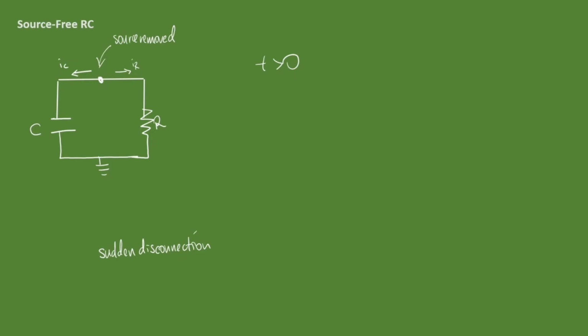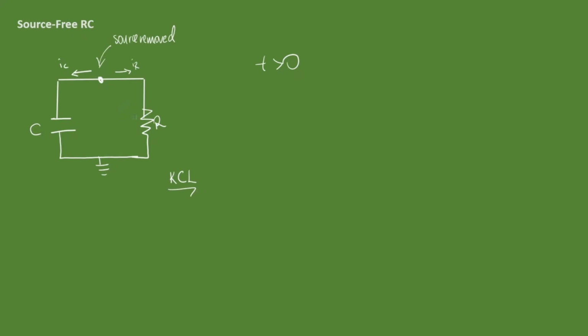Once we remove that source, we're going to have current branching in both directions. IC is the current flowing through the capacitor, and IR is the current flowing through the resistor. And we can use simple KCL, Kirchhoff's current law.